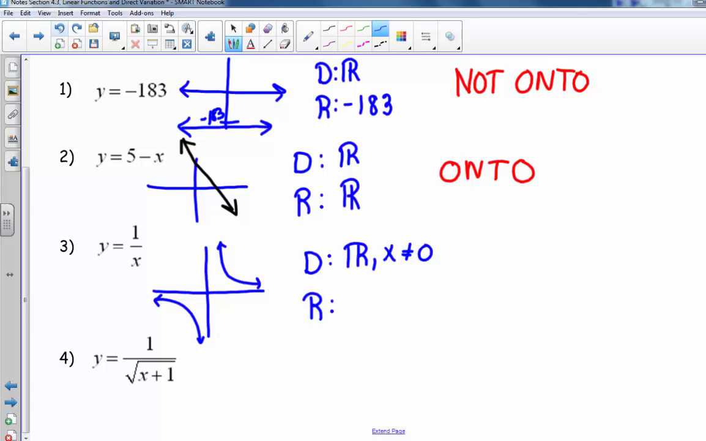What's the range? What are my y values? So you're looking, going up your y-axis. Do I get values here? Yes, yes, yes. Only spot I don't get y values is on the x-axis. Going up after that, all the way up, I'm always getting a y value. So the range is all reals except for 0. So again, the domain and the range are the same, so this function is onto.